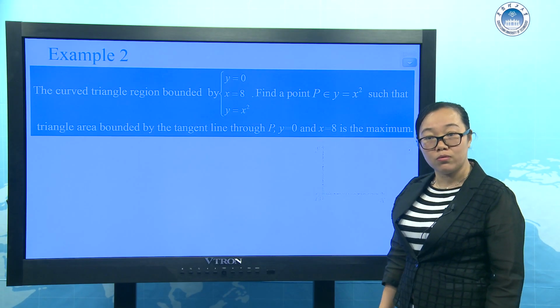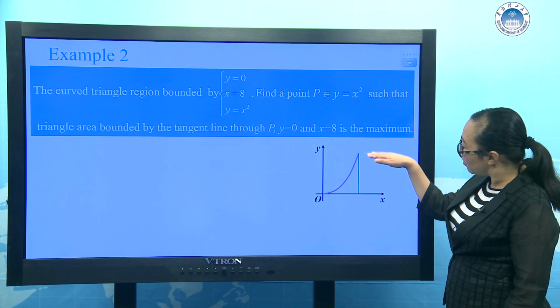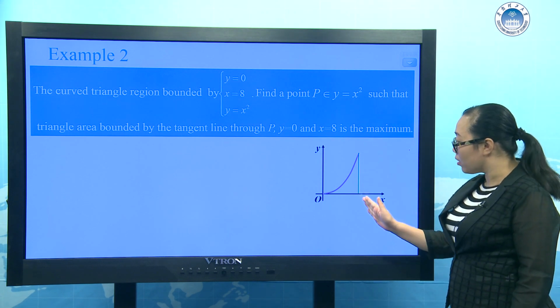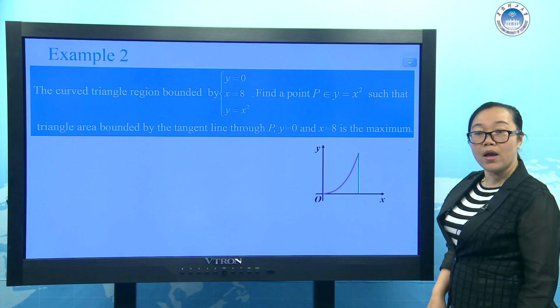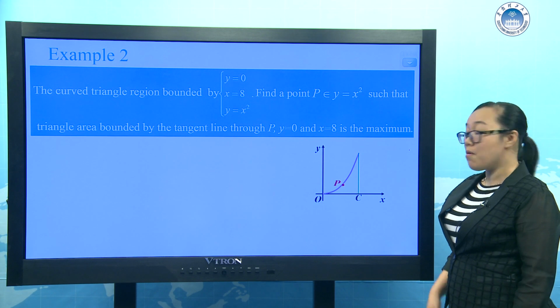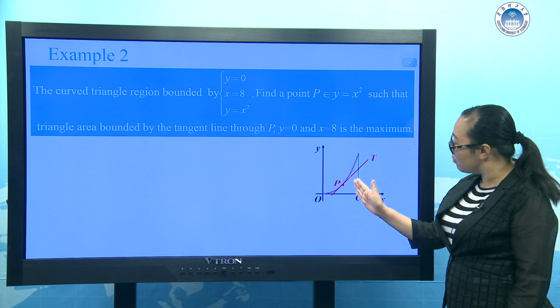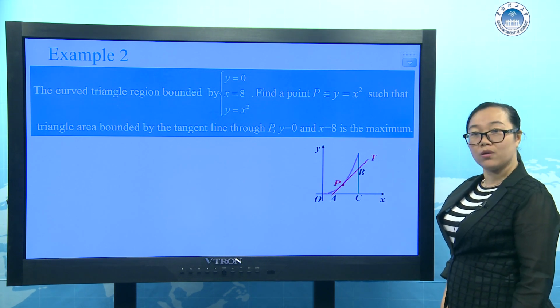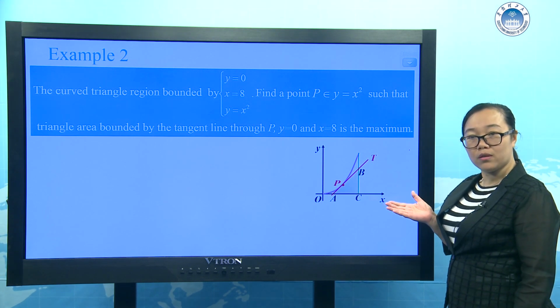So now, how to write it? Look at the picture. In this picture, the pink curve means y equals x squared. The green straight line means x equals 8. This is our y equals 0. Together, passing through P, draw a tangent line, PT. So now look at the corresponding triangle region ABC. Try to find the maximum area.